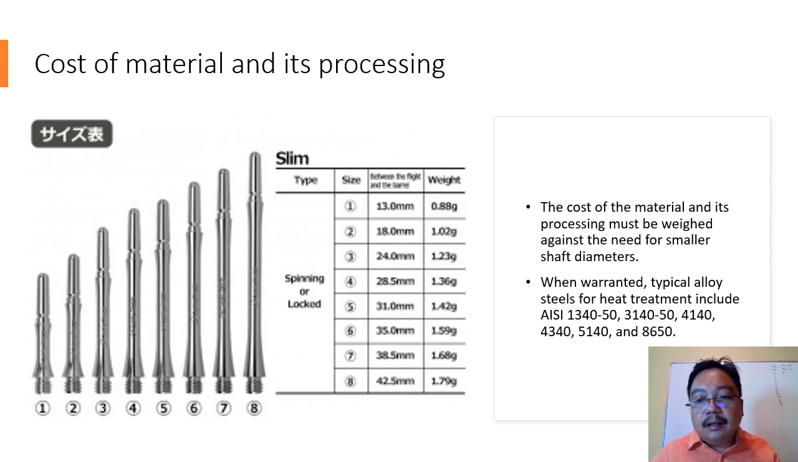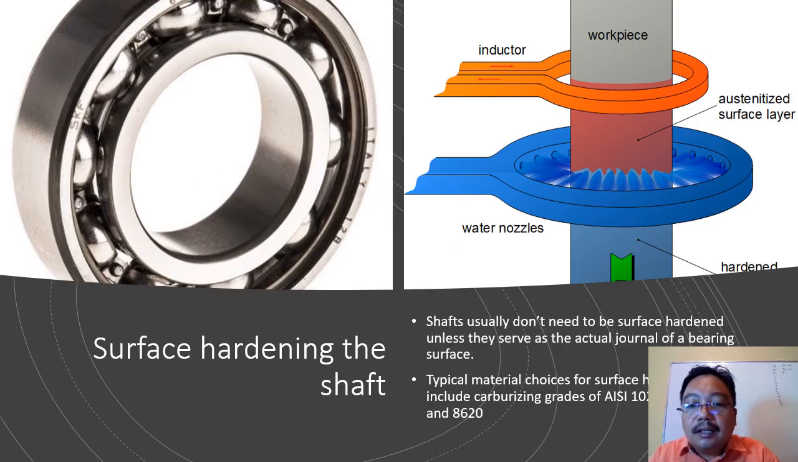Okay, typical alloy treatment includes AISI 1340, until you can read it. Okay, shafts usually don't need to be surface hardened unless it is a bearing, because bearings are always exposed to elements such as dirt, water, sand, and etc. Okay.